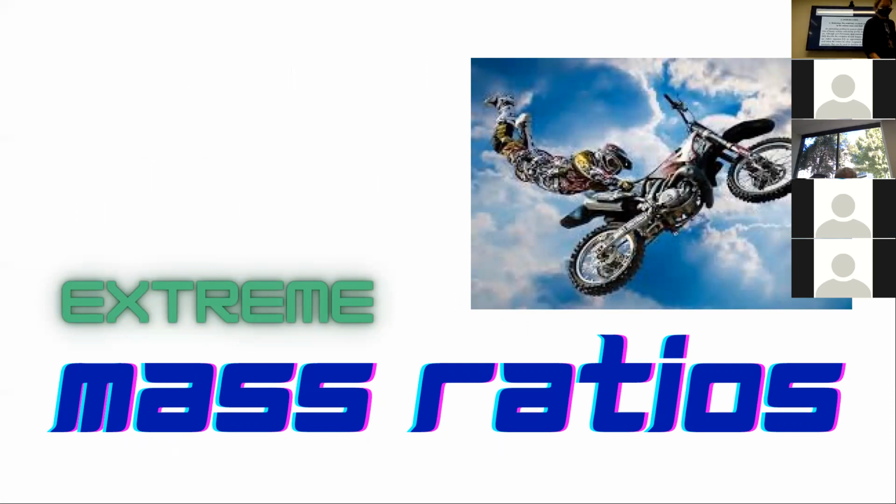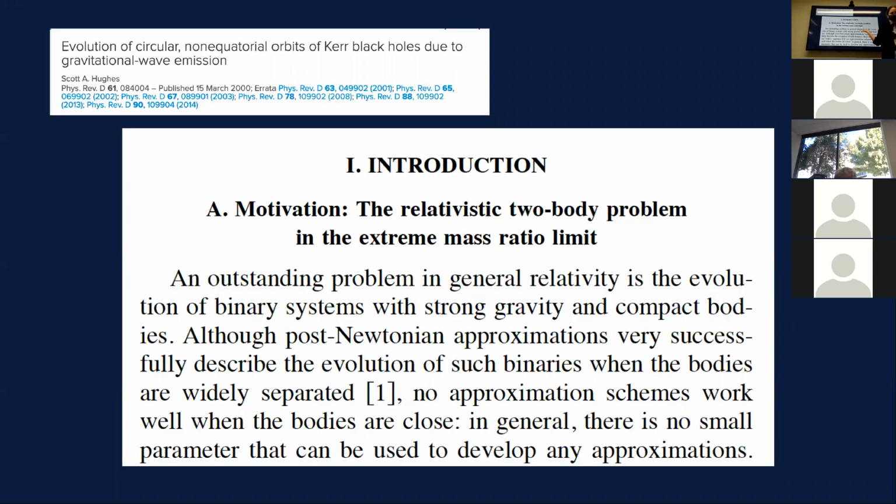Something like this. Okay, so this is from a paper by Scott Hughes. This is just going to be a general presentation of what's going on. This is talking about the motivation behind EMRI methods, I think some people call them that. So there's an outstanding problem, which is the evolution of binary systems with strong gravity and compact bodies. This comes as no news to anyone.